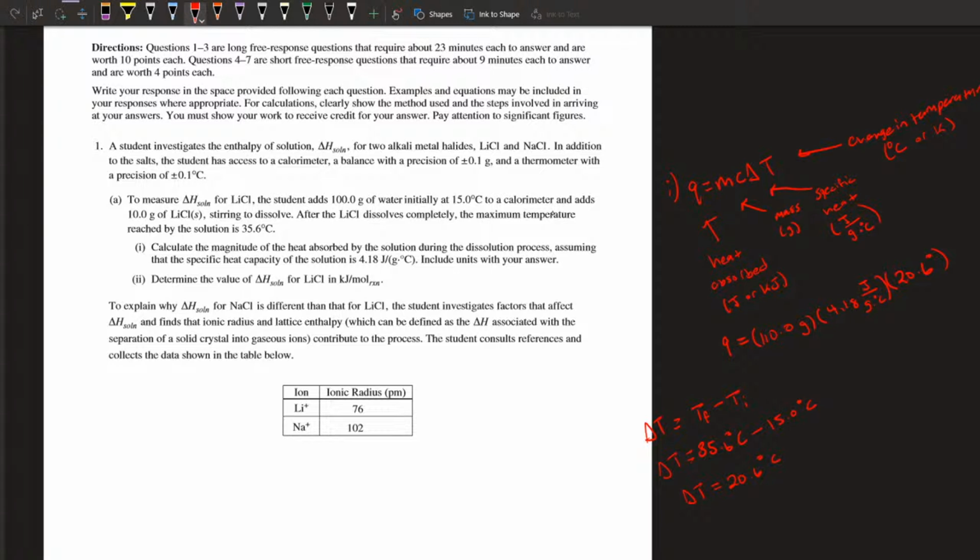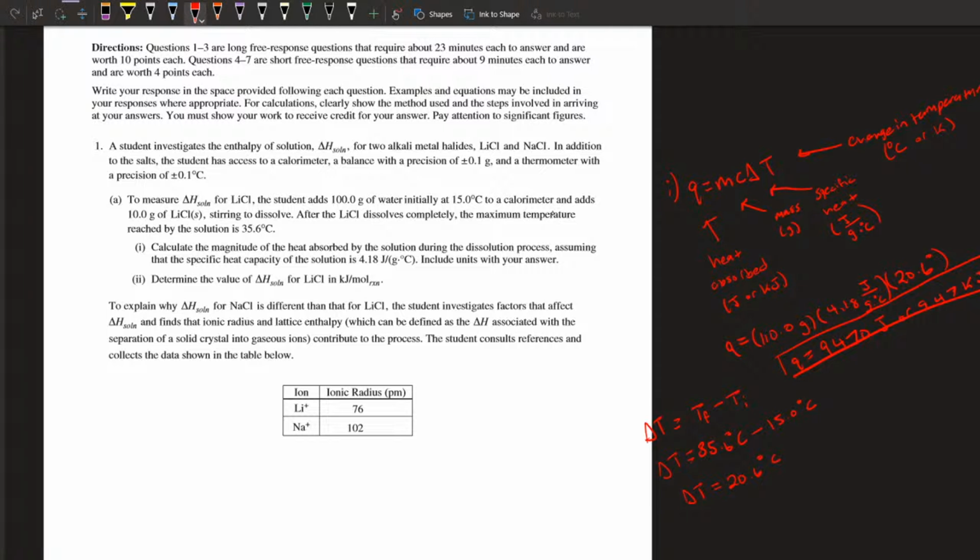Now we're looking for q. So let's just multiply all these things together. 110 times 4.18 times 20.6 is, with sig figs, 9,470 joules, or you can write it as 9.47 kilojoules. And that's our answer to part 1 of question 1A.